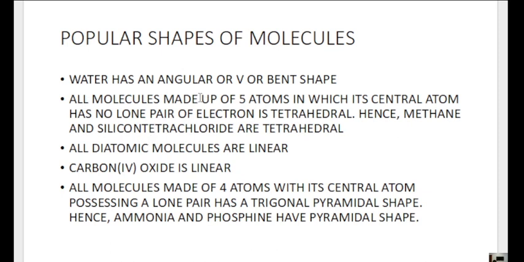The next structure we are going to be considering is that of your silicon tetrachloride and methane. So all molecules that are made up of 5 atoms, in which the central atom has no lone pair of electrons, are tetrahedral. So if you notice that you have a molecule and there are 5 atoms in the molecule, like SiCl4. So notice this, 5. This is 1 silicon and 4 chlorine. And then the central atom is silicon. Silicon has 1, 2, 3, 4 electrons in the outer shell. So it has no lone pair.